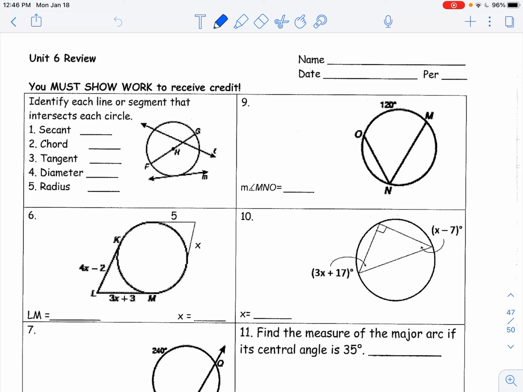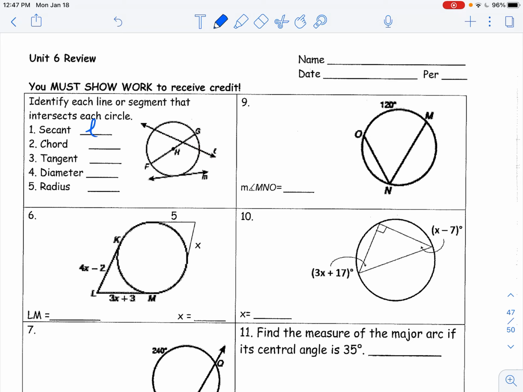In this video, we'll work through the first half of the Unit 6 review. Identify each line or segment that intersects each circle. So in problem number 1, we're looking for a secant. A secant is going to intersect the circle twice and it's a line. So it's going to be this one right here, L.